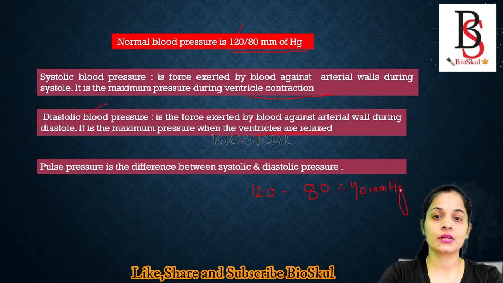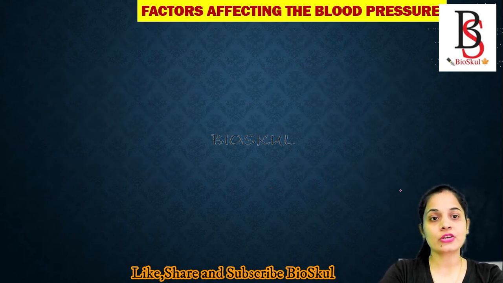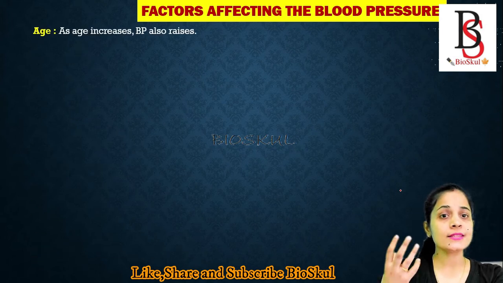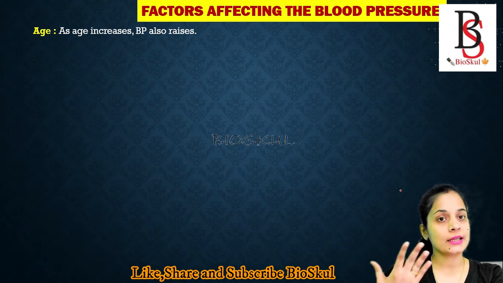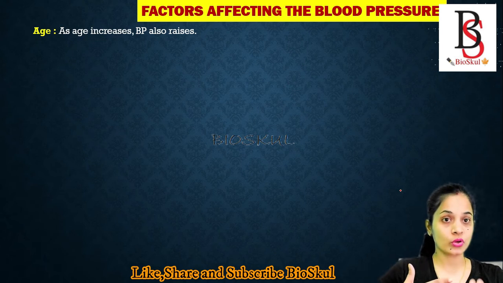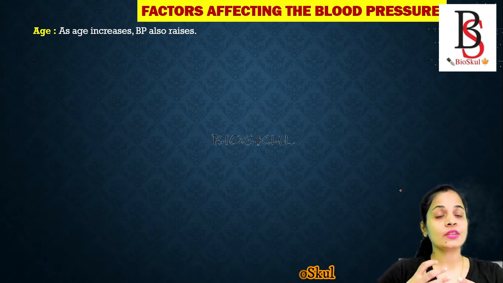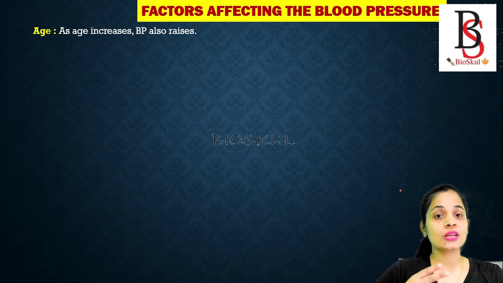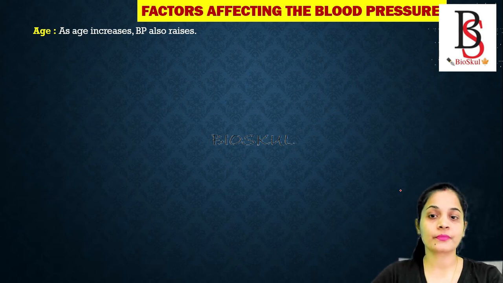Now we'll see what are the factors that affect blood pressure. First, it is the age. As the age increases, blood pressure increases. As we grow older, the blood vessel wall becomes more rigid and elasticity is lost. That's why the systolic pressure is higher, which causes the increase in blood pressure.